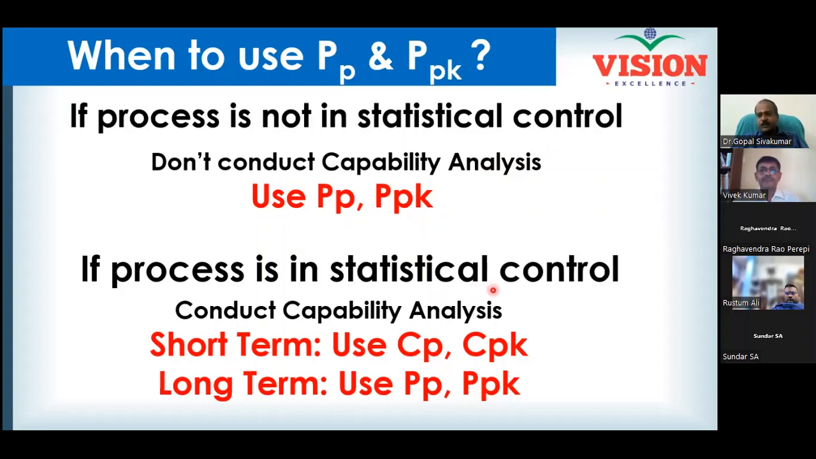On the other hand, your process has come to a state of statistical control. Now you are ready. Now you can conduct the capability study. Try to understand what you are capable of. Try to understand what your customer is going to get from you. And if you are looking at your short-term capability, use Cp, Cpk. If you want to get an estimate of your long-term performance, then use Ppk.